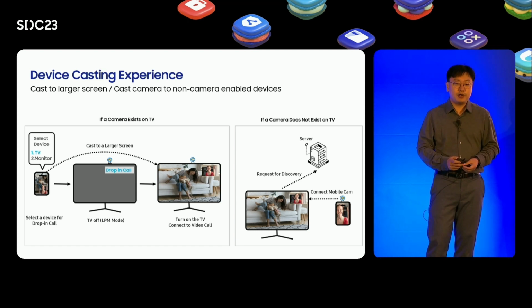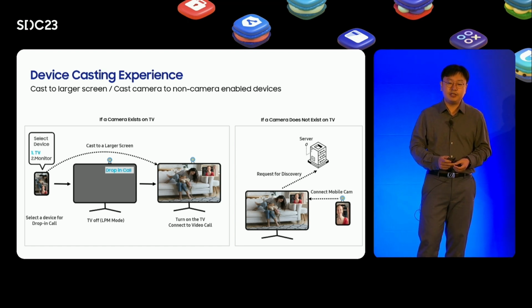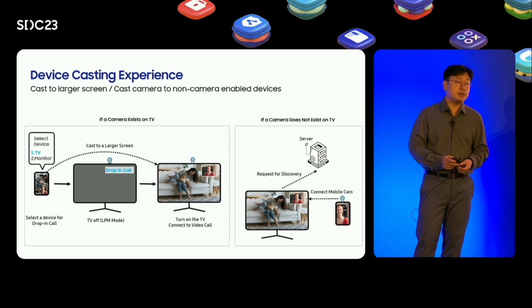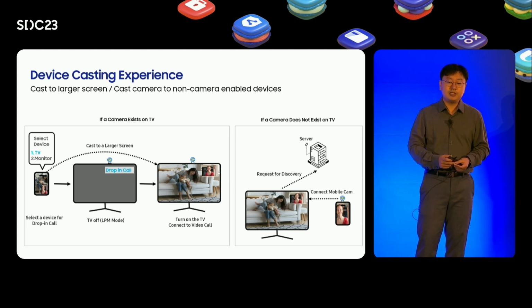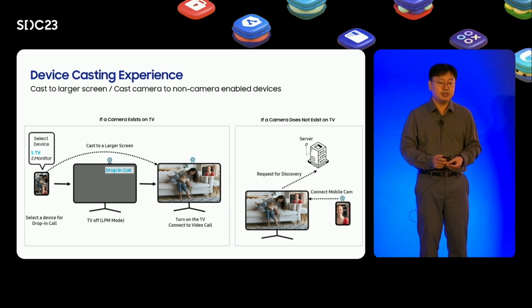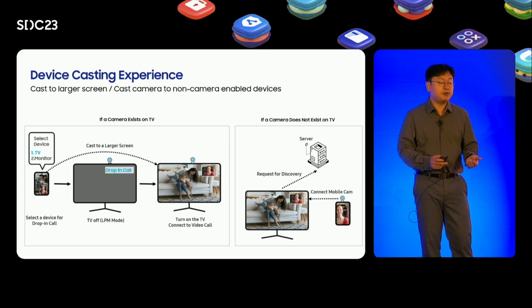In cases where a camera is not available on the TV, the Sharing Experience platform seamlessly allows you to utilize the camera on your smartphone. This adaptability ensures that your video communication remains uninterrupted. It's all about making your experience smoother and more enjoyable.